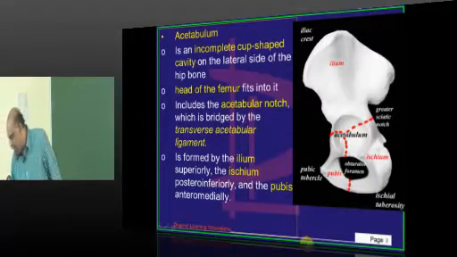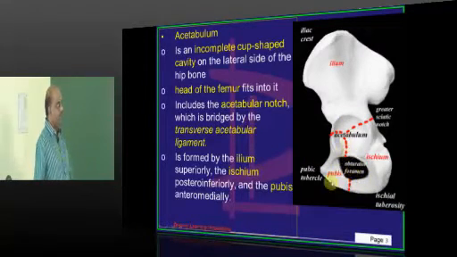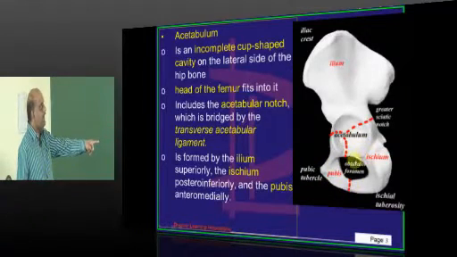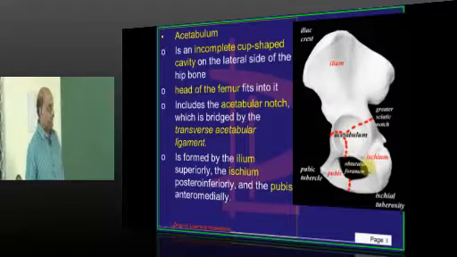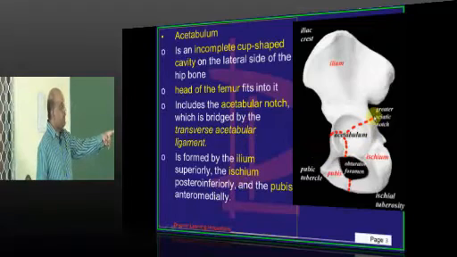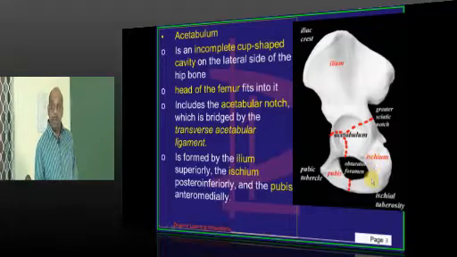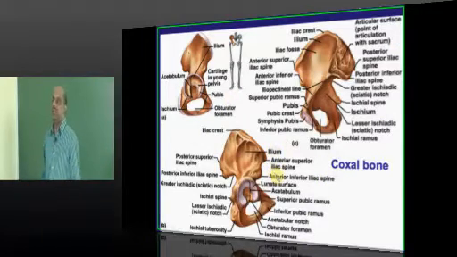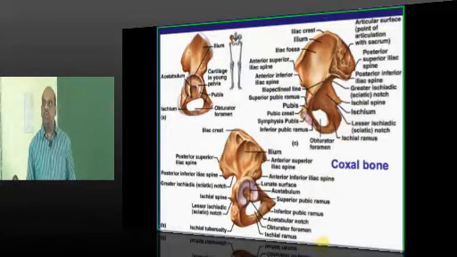Acetabulum is fundamentally an incomplete cup-shaped cavity on the lateral aspect of the hip bone, where the head of the femur fits into it, and there is one transverse acetabular ligament which will convert this cup-like acetabulum into a cavity. And what constitutes the acetabulum? It is the ilium superiorly, ischium postero-inferiorly, and pubis anteromedially combined to form the acetabulum. These are the important landmarks, because for the origin and insertion of the various muscles, we are going to go around all these landmarks.